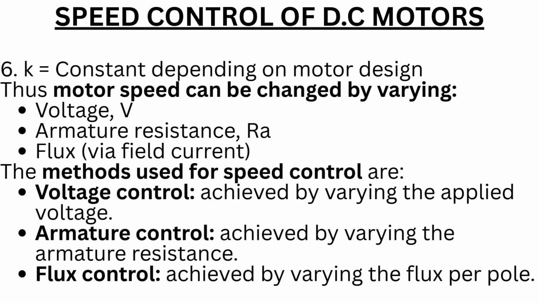Thus motor speed can be changed by varying voltage, V, armature resistance, Ra, or flux, via field current. The methods used for speed control are voltage control, achieved by varying the applied voltage. Armature control, achieved by varying the armature resistance. Flux control, achieved by varying the flux per pole.